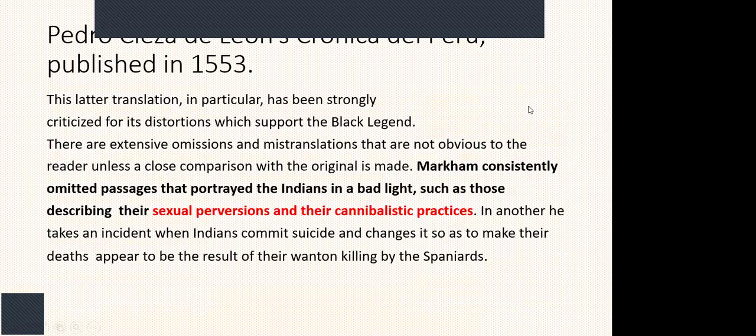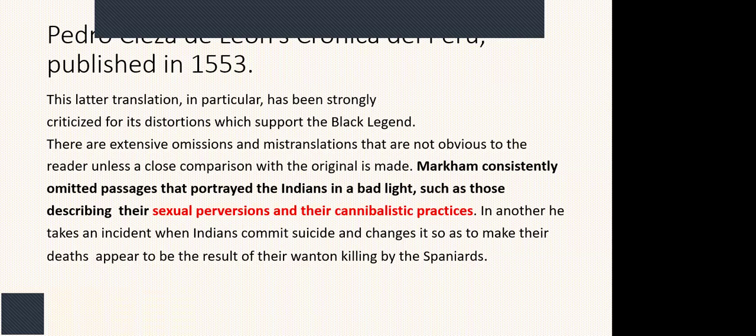Okay. So this latter translation has been strongly criticized for its distortions, which support the Black Legend. The commentary from these sources established that there were omissions and mistranslations that are not obvious to the reader unless a close comparison with the original is made, especially the one by Markham.